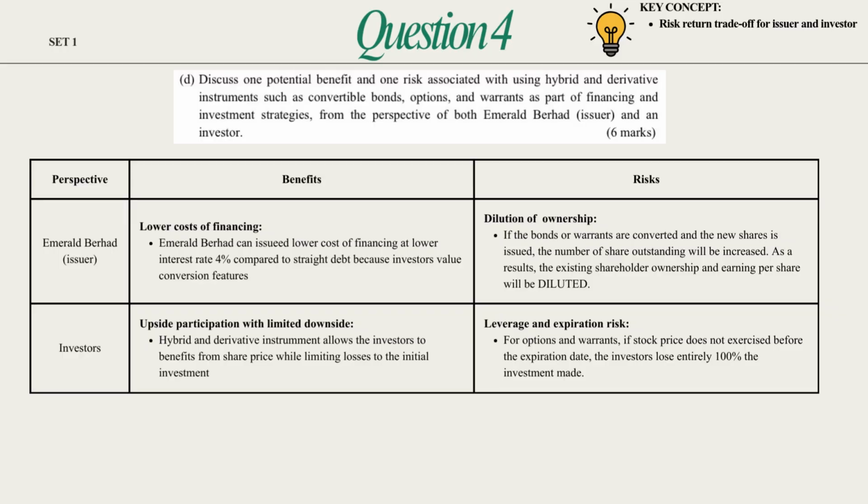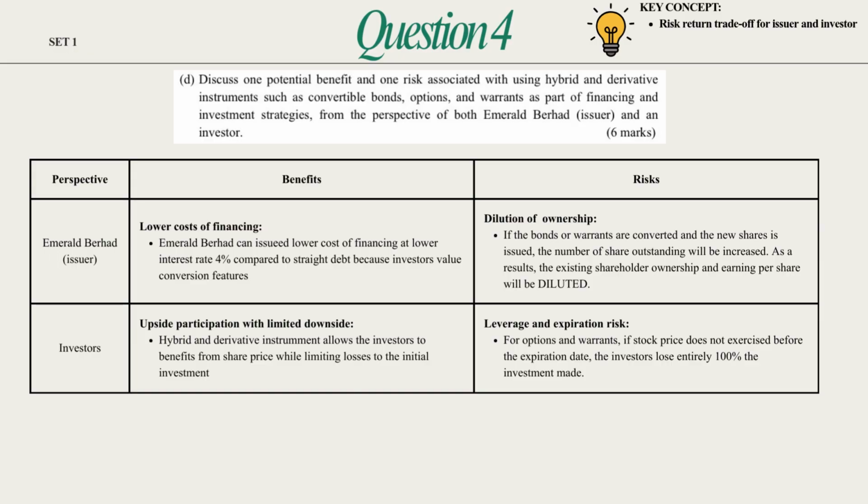Question 4D asks us to discuss one potential benefit and one risk associated with using hybrid and derivative instruments such as convertible bonds, options, and warrants as part of a financing and investment strategy. This is from the perspective of Emerald Berhad as the issuer and the investor itself. So first, we look at the perspective of the issuer, which is Emerald Berhad.